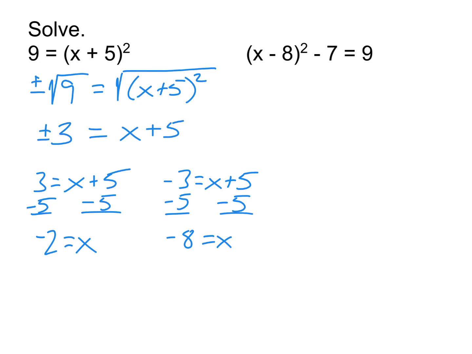Now you could leave the answer looking like that, or if you'd like to just give a single line to summarize it, you'd say x equals negative 2 and negative 8. Just put the little comma between them. It shows that we're separating our answers.